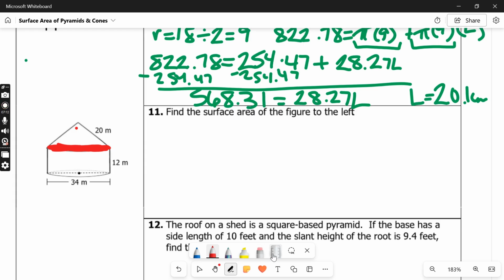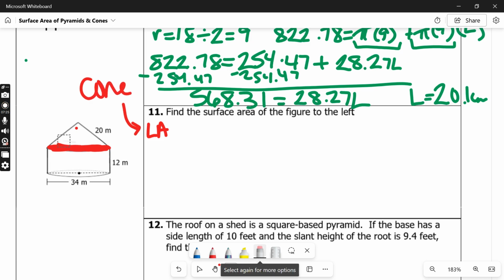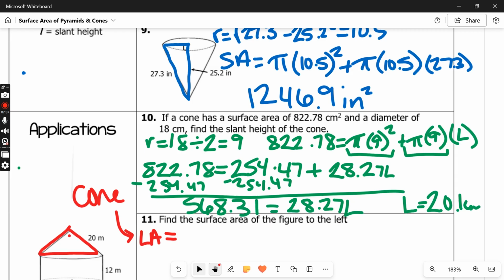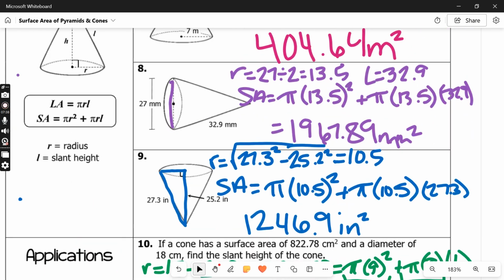The only thing that I need on the cone is the lateral surface area. For the cone, you can label it if you want. I only need the lateral surface area because I do not need that circle where the two are connected. I just need this part. So the lateral area is the pi r l that we're using right there.